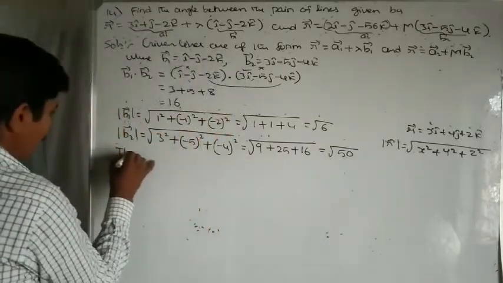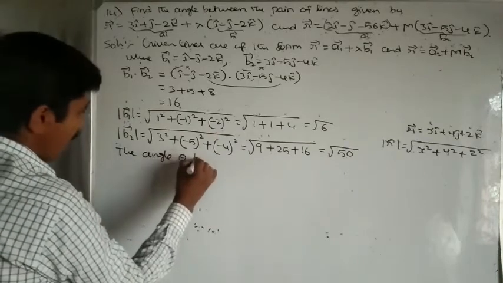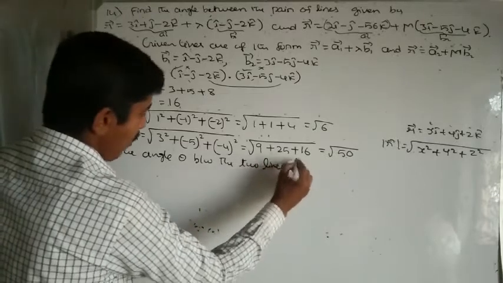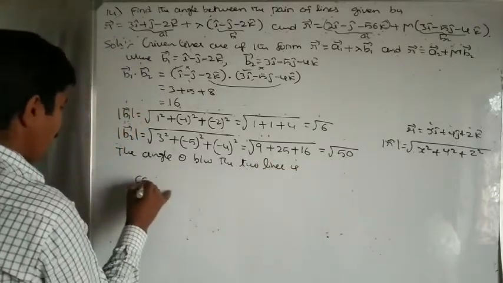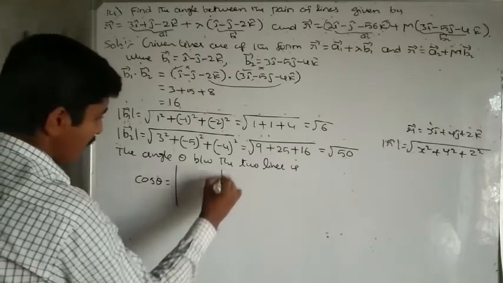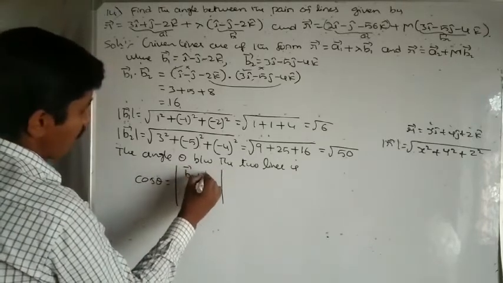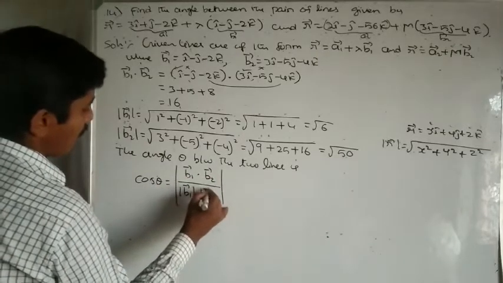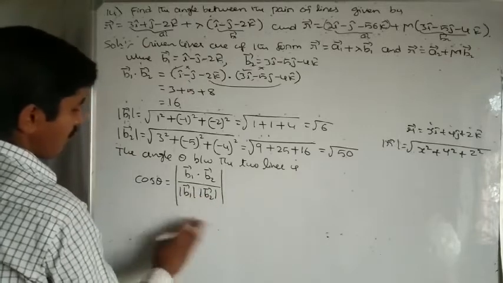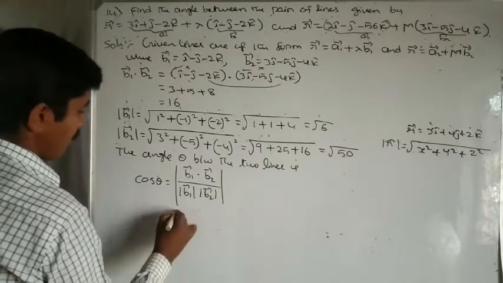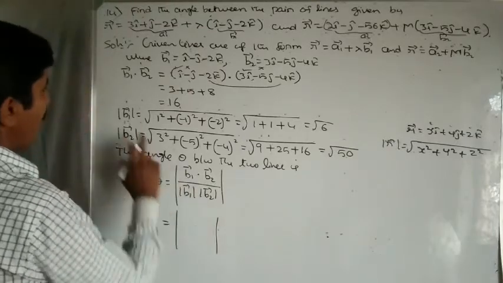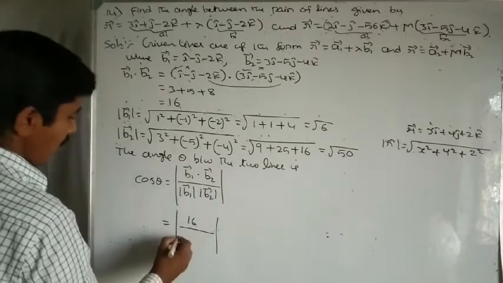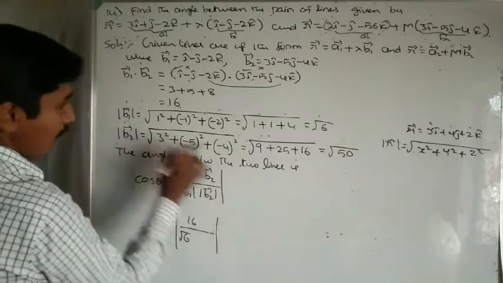Now I am writing the formula. The angle theta between the two lines is given by cos theta equal to the modulus of vector b1 dot vector b2 divided by the magnitude of vector b1 into the magnitude of vector b2. Vector b1 dot vector b2 has value 16, the magnitude of vector b1 is root 6, and the magnitude of vector b2 is root 50.